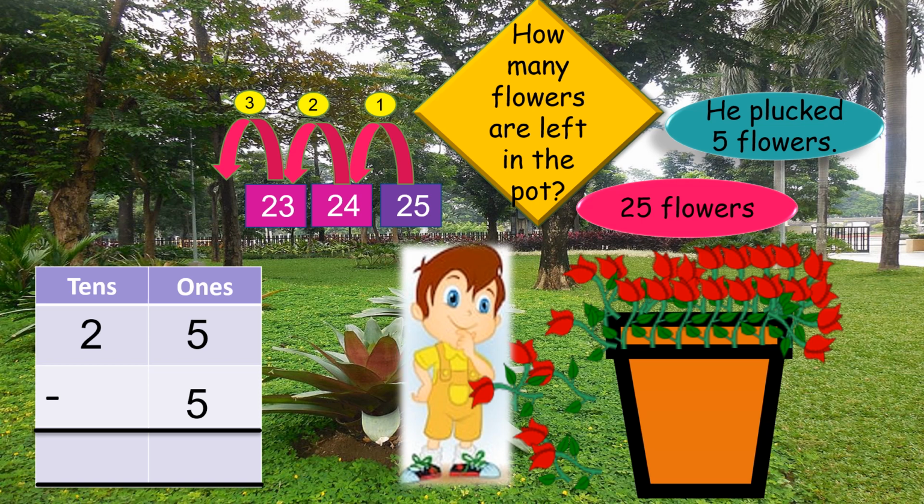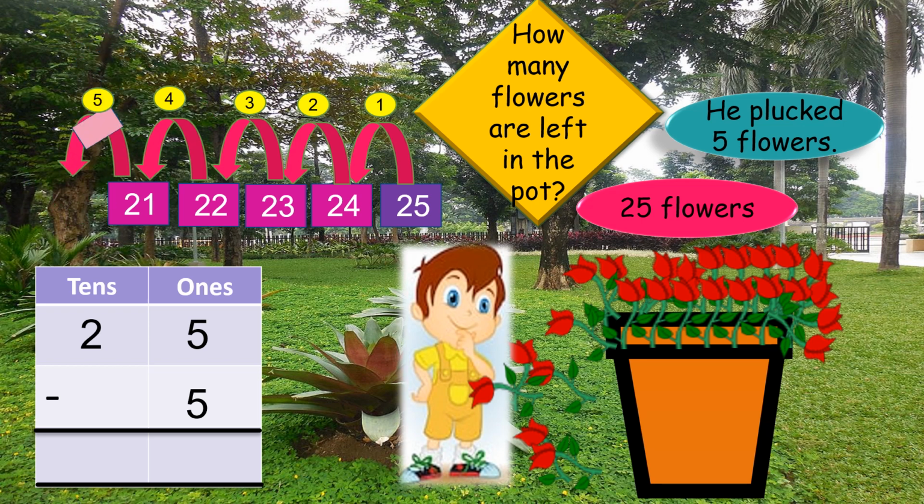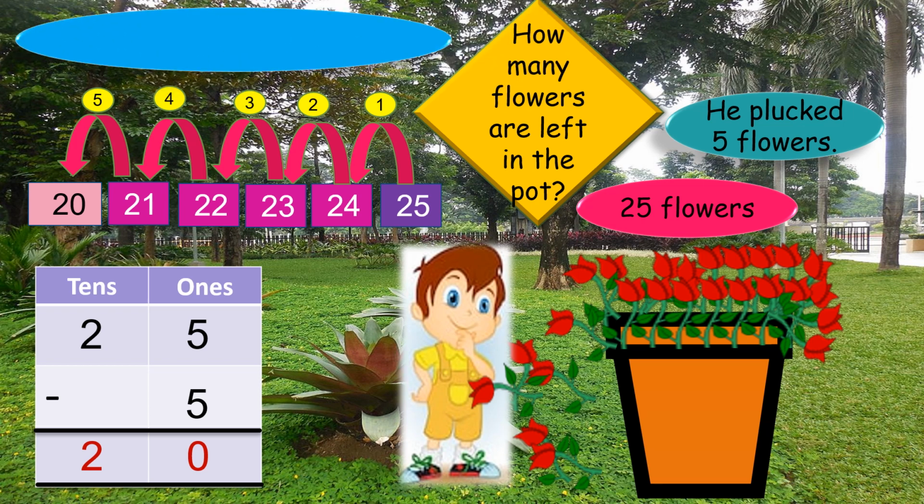Then in the third step, we will reach number 22. Then in the fourth step, we will reach number 21. And the fifth step, which is the last step also, we will reach number 20. Okay, so we got the answer as 20 over here. So still the pot has 20 flowers in it.